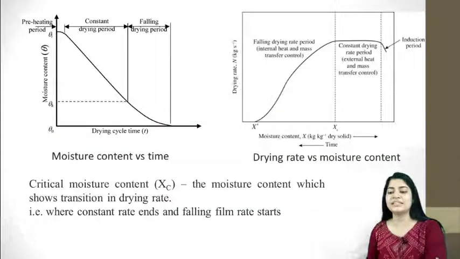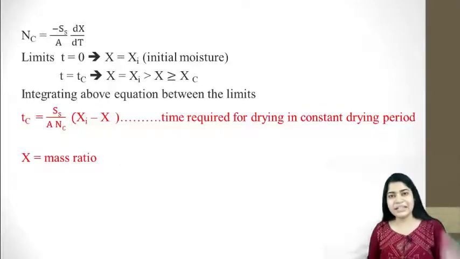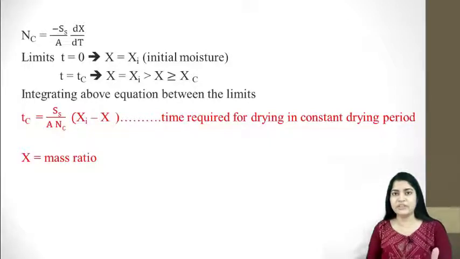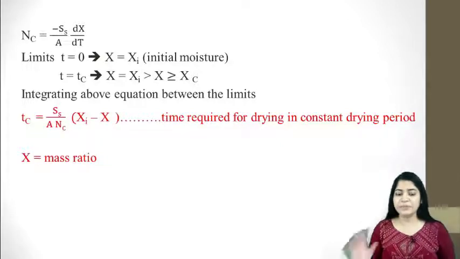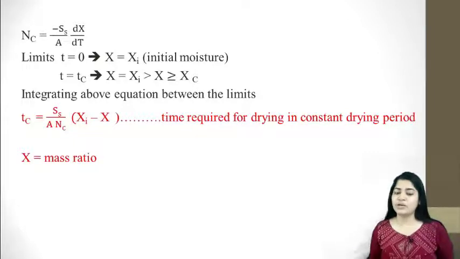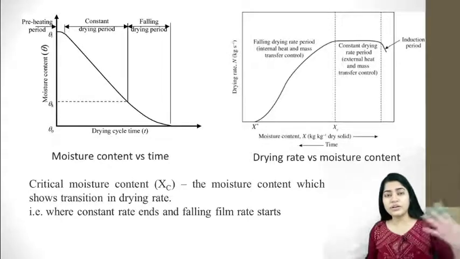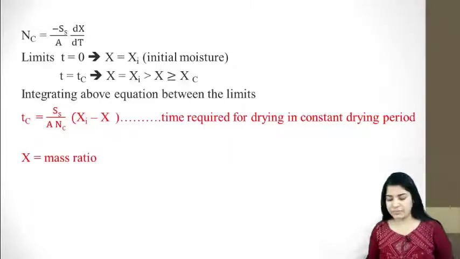Here you can see that till Xc only your rate is constant. So at time Tc, your moisture content is more than or equal to Xc. Till that time only your constant rate period is there. So the limit is, at t equal to Tc, your moisture content is less than Xi but greater than or equal to Xc. From the right hand side graph, you can see that from Xi to Xc only, moisture is removed in the constant rate period.